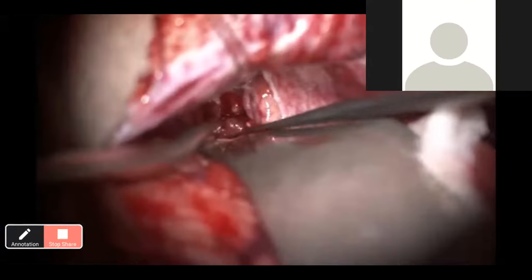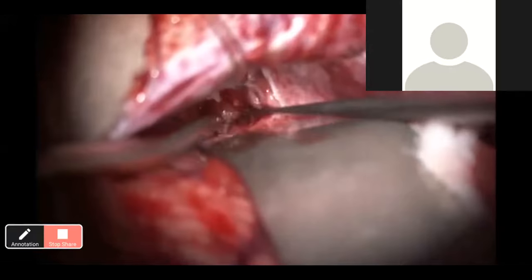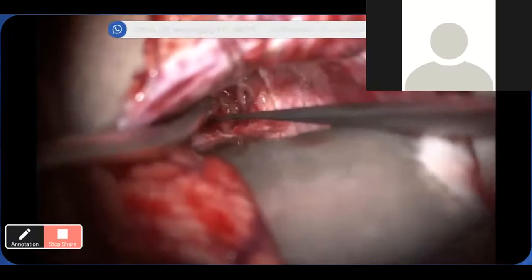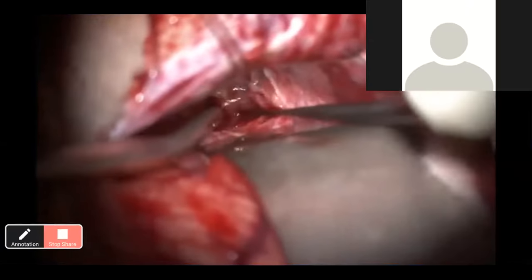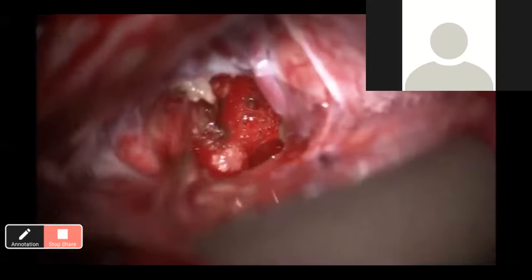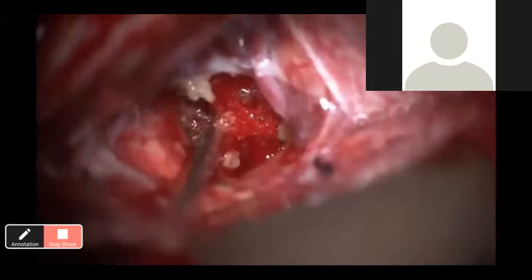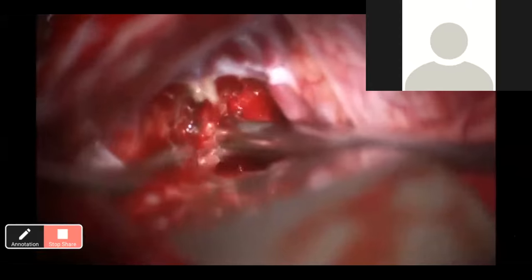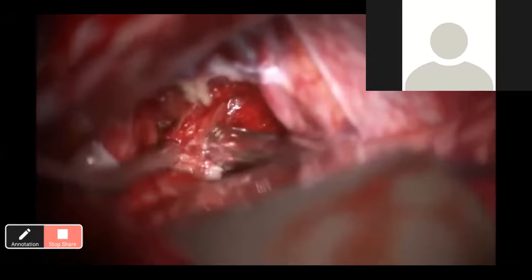Dissecting the lesion away from the floor of the third ventricle. This part of the lesion is okay. But, you know, anteriorly the lesion is very rubbery. So after this part has been excised, I'm using the debrider here. That's the debrider. Cuts only on one side, so you're safe. But you got to be very careful while using the debrider in a place like this.